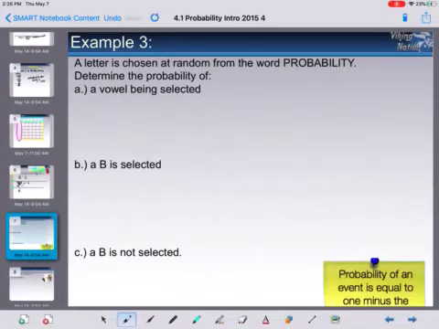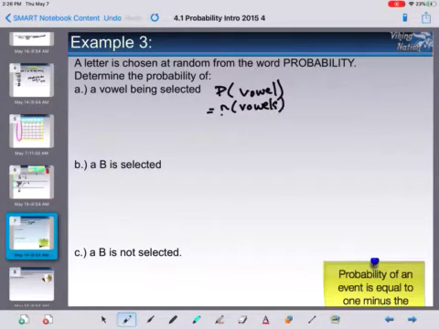If we look at the word probability, what's the probability of selecting a vowel? So that's just going to be the probability of getting a vowel is going to equal the number of vowels over the number of letters. Now I can keep writing it in S, or I can just fill in what my S is, which is kind of helpful to understand what's going on in the question.